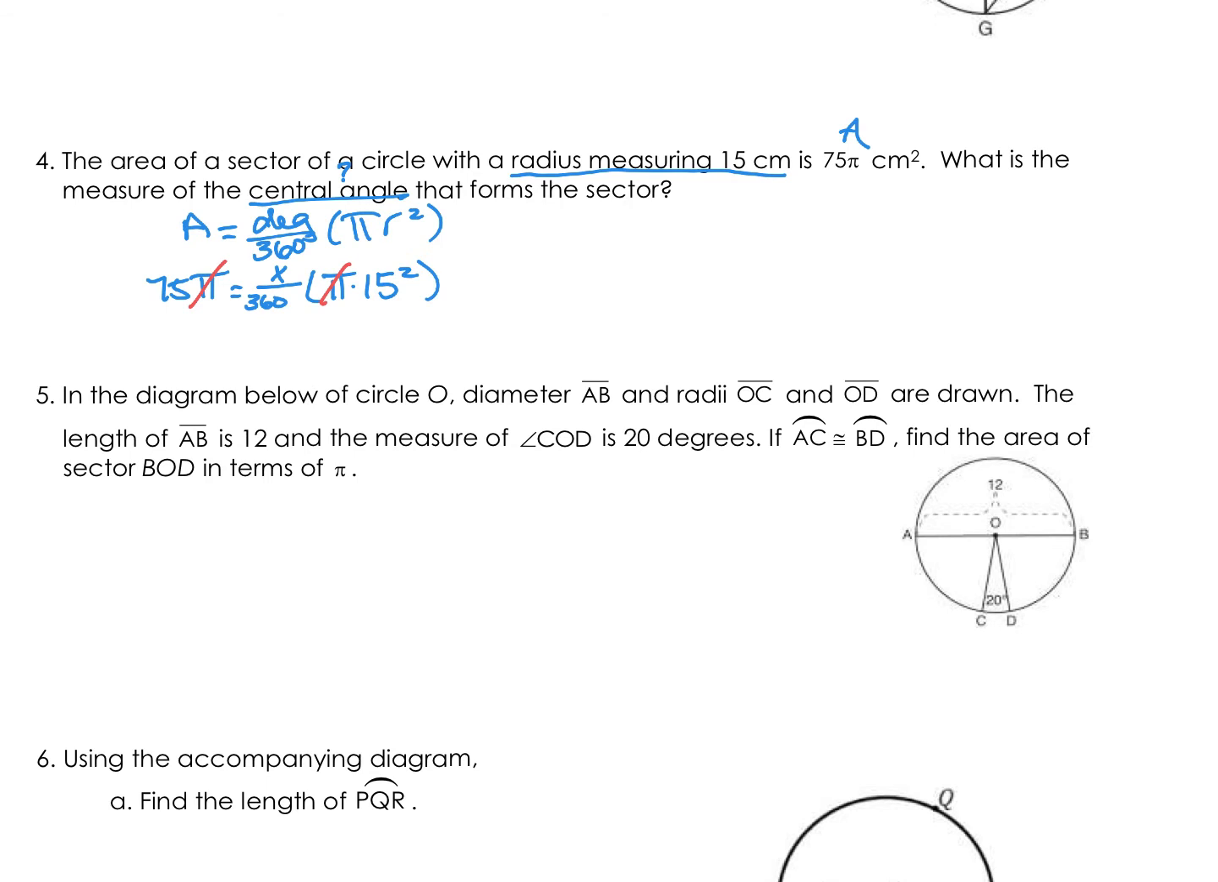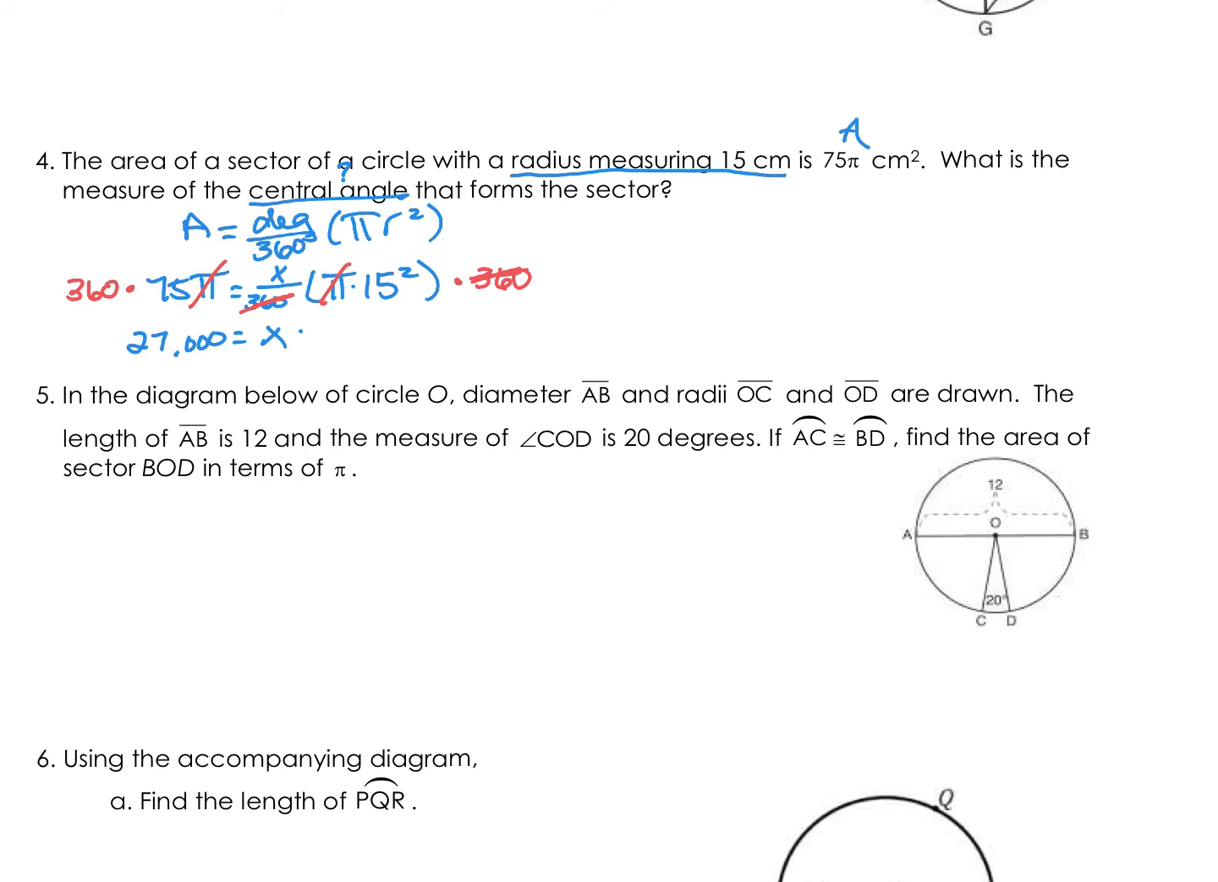Next, I'm going to try to get rid of the divide by 360. And if I want to get rid of something that's dividing, I'm going to multiply it. So times 360 over here and times 360 over here. Watch on the right, cancel, cancel. On the left, 360 times 75 is 27,000. And over here I have x and 15 squared, which I'm just going to type in my calculator.